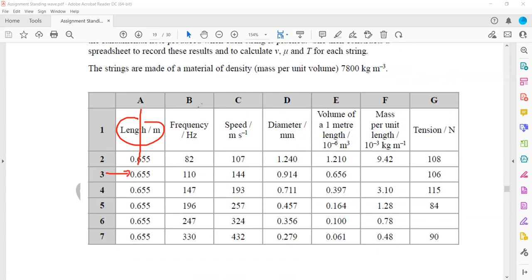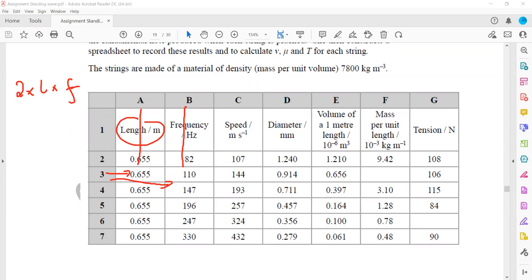A3 is the length, and B3 is the frequency. So 2 multiplied by length multiplied by frequency. The question is why this is a correct formula to calculate the speed. So what is the reason why this one is a correct formula to calculate the speed? Look, how we can justify this.